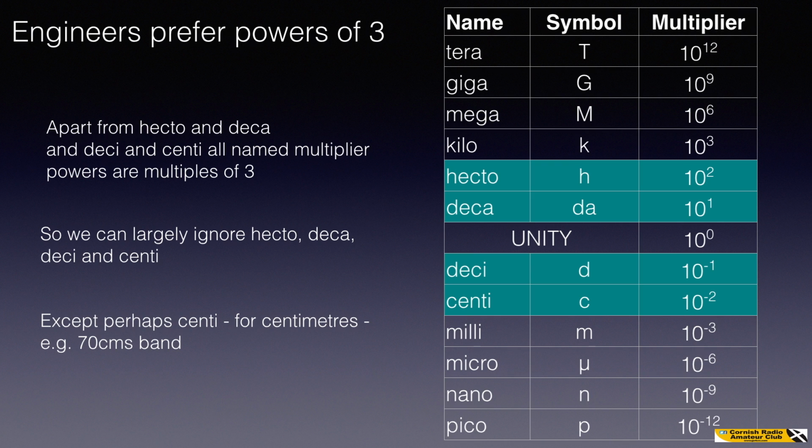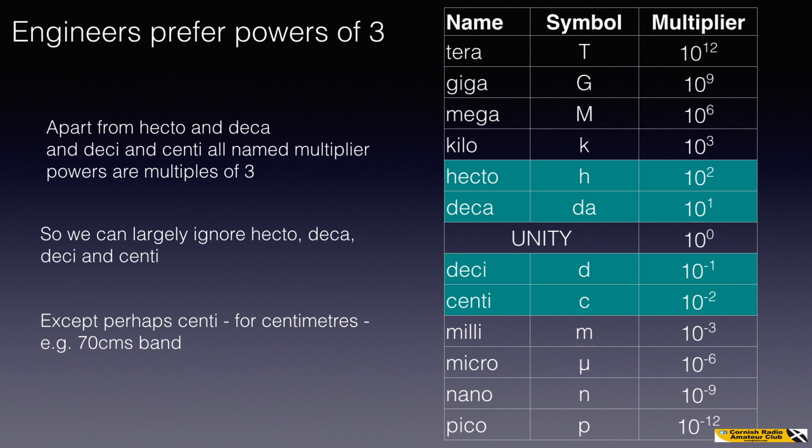The only exception to that is centimeters. For example, we do talk in amateur radio about the 70 centimeters band. We're talking about a wavelength of 70 centimeters, so in a way perhaps we ought to retain that one. But apart from centimeters, we hardly ever use it, and I think we're probably au fait enough with centimeters to strike it from the list for the time being.